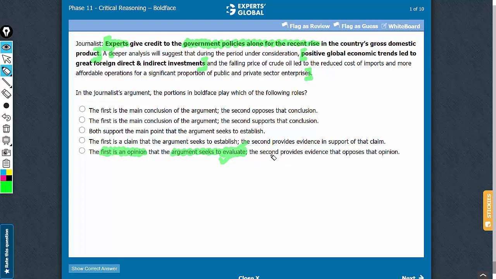Look at the second part here. The second boldface provides evidence. See, since this part is concrete factual information, to call it an evidence is alright. An evidence that opposes that opinion, the opinion suggested in the first boldface. And yes, the second boldface supports a conclusion that government alone is not responsible, and therefore the second boldface opposes the opinion that government alone is responsible. So yes, even the second part is perfectly alright. E is the correct answer choice here.